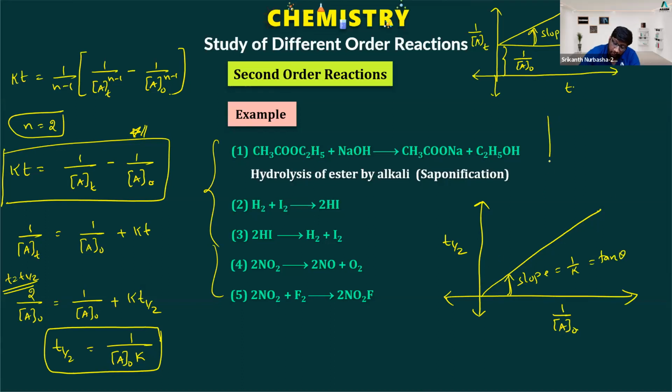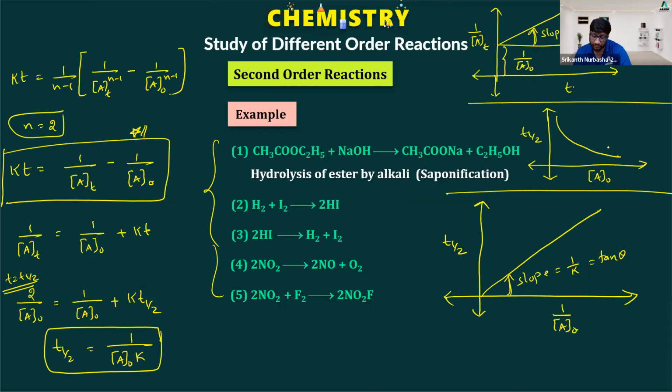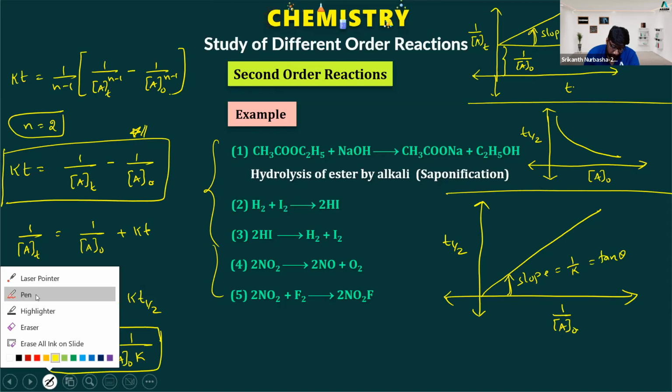And you plot another graph. You take t half on the y-axis, concentration of A naught on the x-axis. What type of graph will you get? Rectangular hyperbola. Very good. Like that, if you arrange different y coordinate or x coordinate, you will get different types of graphs.